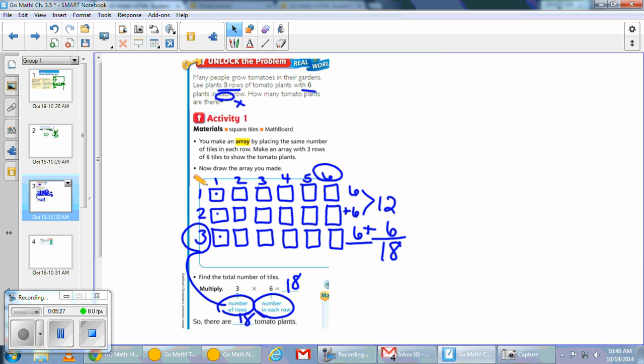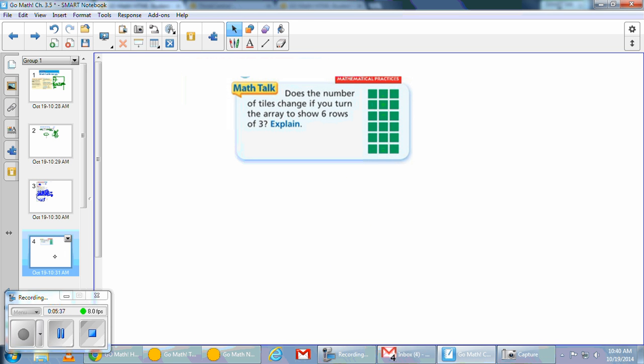Again, if you take your time and draw them nicely, you will not have a problem figuring those out. Okay. Looking at the math talk bubble on the bottom, this is an interesting one. Does the number of tiles change if you turn the array to show 6 rows of 3?